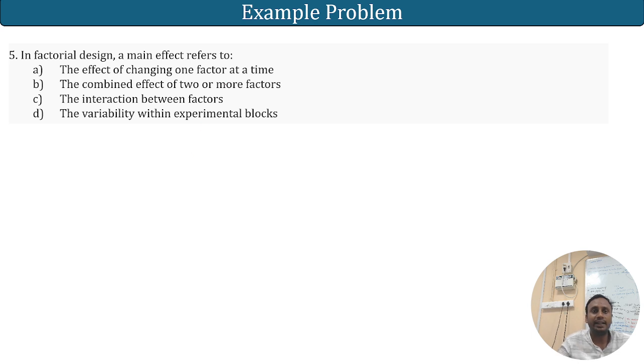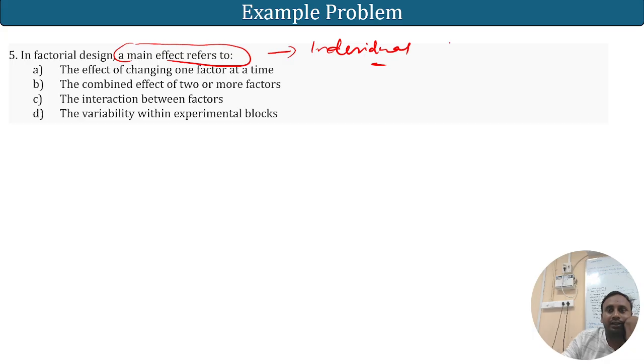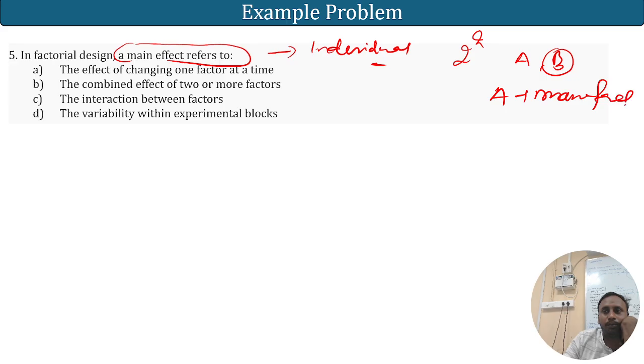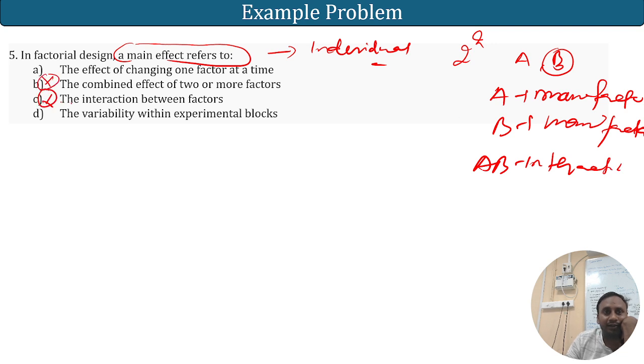In a factorial design, the main effect refers to, just tell me, what is that? In a factorial design, the main effect will be the individual effect. Let's say we have 2 to the power 2, like two factors A and B. So A will be a main factor, B will be a main factor, and AB will be the interaction. So this can't be the answer. This can't be the answer. Variability between the experimental blocks, this again can't be the answer. This is the correct option.